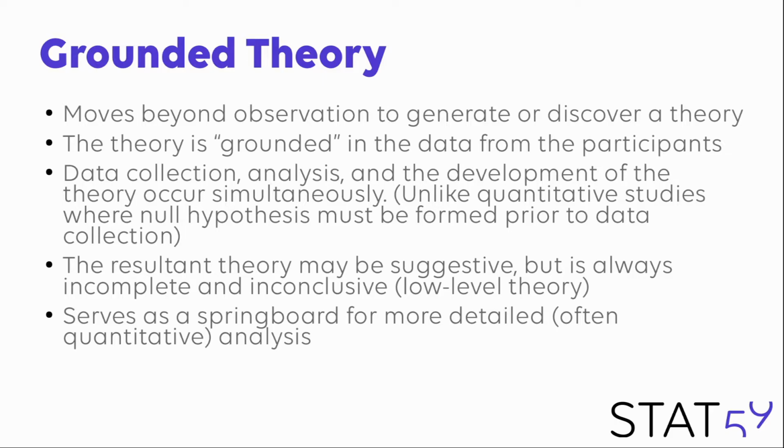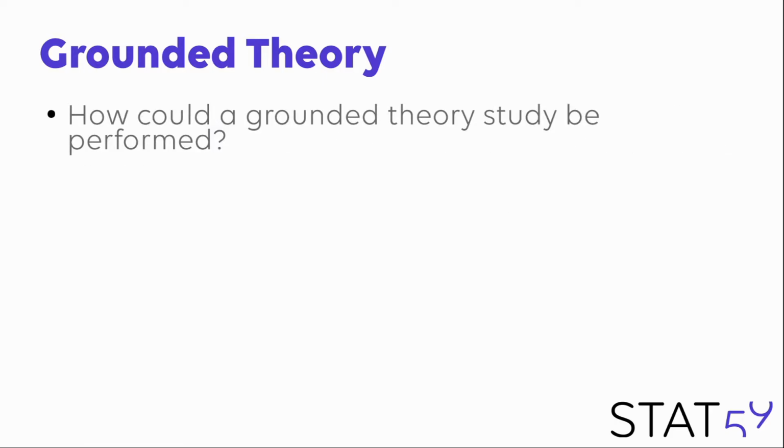Remember here, in qualitative research, the resultant theory may be suggestive, but is always incomplete and inconclusive. It's a low-level theory, but that should not stop us from moving ahead with our research, as these theories often serve as a springboard for more detailed and often quantitative analysis. So how could we do a grounded theory in this case?